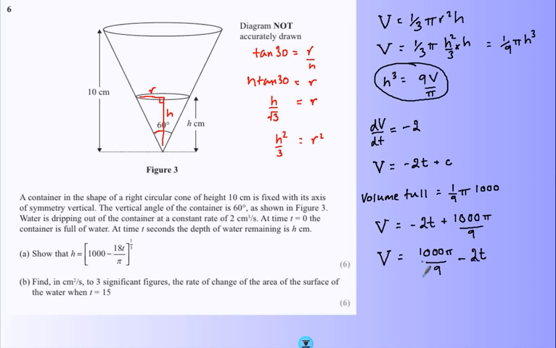We want to put the volume in this thing there, and so we've got h cubed equals 9 over pi times v, and so h cubed equals, multiply through by 9 over pi, cancels, and we get 1000 minus 2 9s are 18 t over pi, and if we cube root this, we have got our h equals. So this is done.